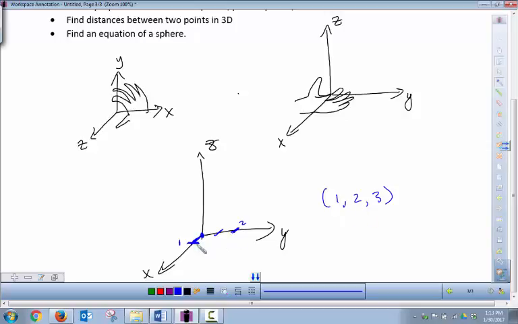So what I want to do is draw a line that's parallel to those axes, and then this would give me my point 1, 2 on the xy plane.